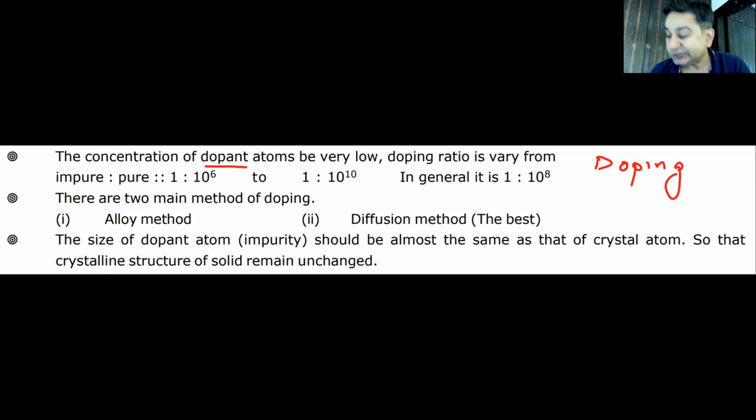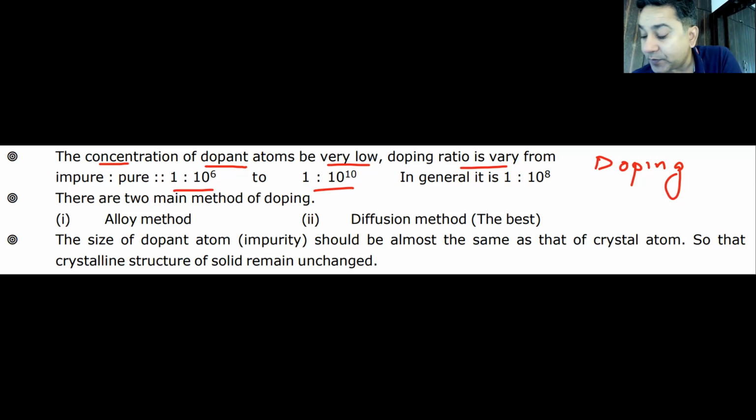The concentration of the dopant element should be very low. Remember this. The doping ratio should be very low, 1 in 10 raised to the power 6 to 1 in 10 raised to the power 10. For 10 raised to the power 10 atoms, you add just one of this dopant. Do we understand this? Yes, sir.